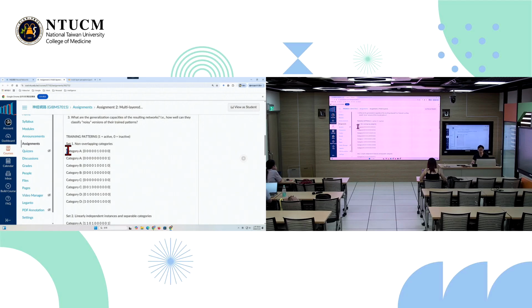So non-overlapping categories. For the first set, you can see that category A is either this 10-bit word or this 10-bit word. Category B is either this one or this one. C is this one or this one. And D is this one or this one. So there are 4 categories, but the inputs are 10-bit words. So this, by definition, means that your input layer has to be 10 units, and your output has to be a 4 unit output.